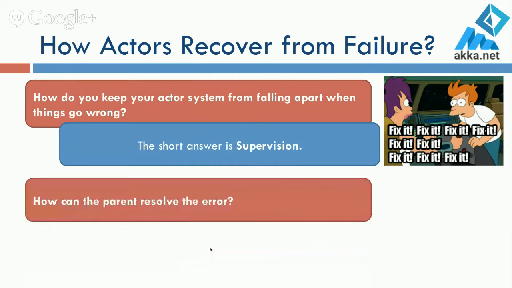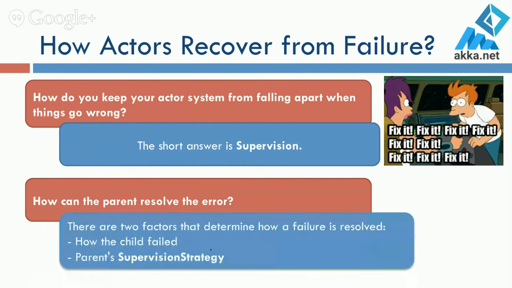In fact, how can the parent solve the error, right? Well, there are two ways you can use to resolve the failure. One is to check how the child failed. You have complete control to check what kind of exception the child raised and apply a different strategy.